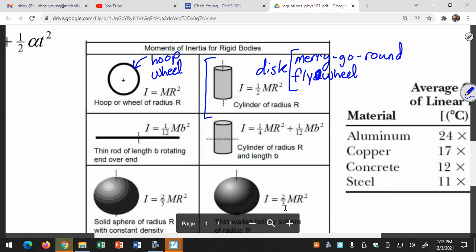This is a rod. As I told you in class, you are not going to see this on the test. And then these are our spheres. The only difference is that one is solid and one is hollow. Remember, the hollow sphere has a bigger moment of inertia than the solid sphere.